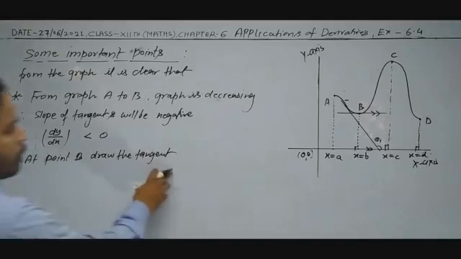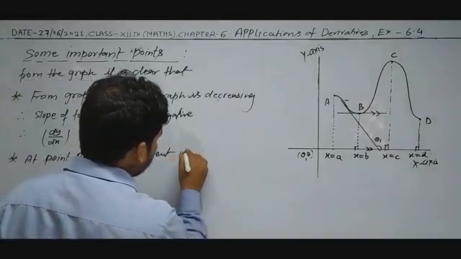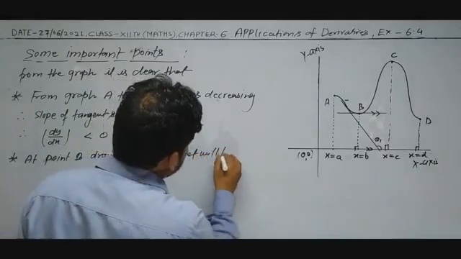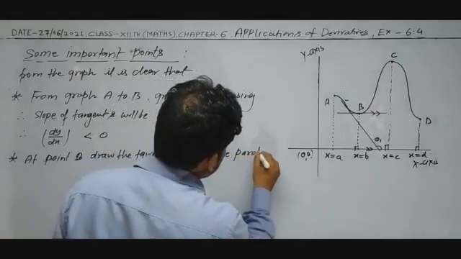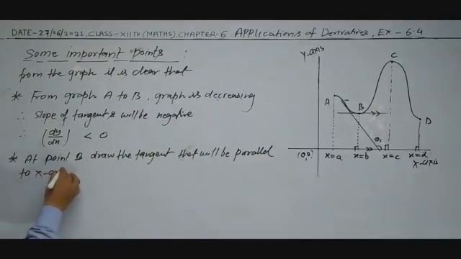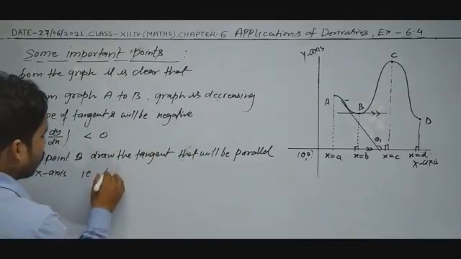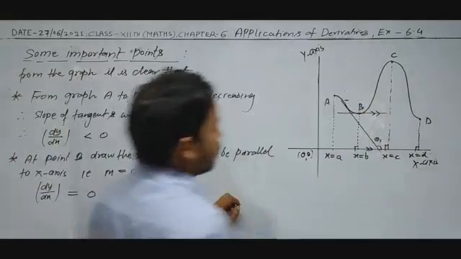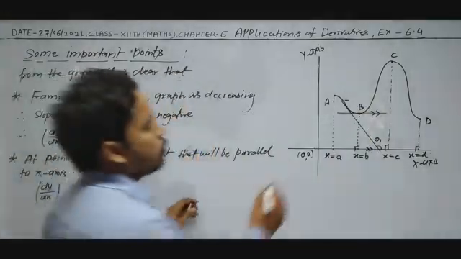At point B, draw the tangent. That will be parallel to the x-axis, that is, m is equal to 0, and m is the slope of the tangent, and the slope of the tangent is always equal to the derivative of the function. So the derivative of the function will be equal to 0 at B. At B, the derivative of the function is 0.